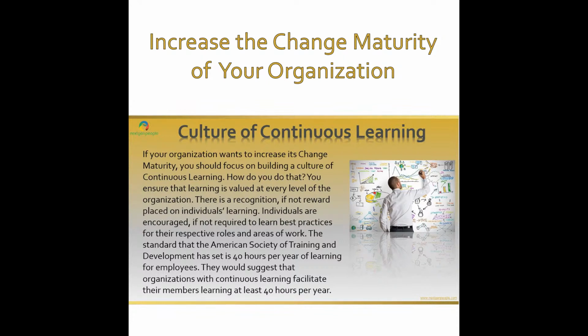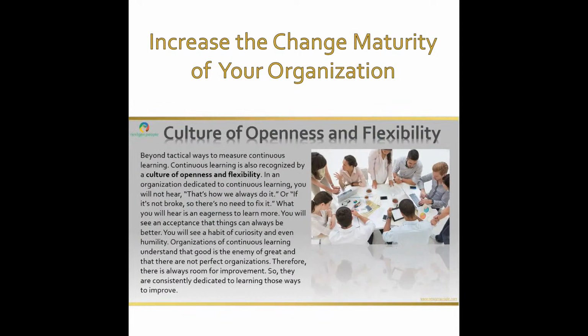The standard that the American Society of Training and Development has set is 40 hours on average per year of learning per employee and team member. They would suggest that organizations with a continuous learning approach often train their employees, their team members, at least 40 hours per year. Beyond tactical ways to measure, continuous learning is also recognized by a culture of openness and flexibility.